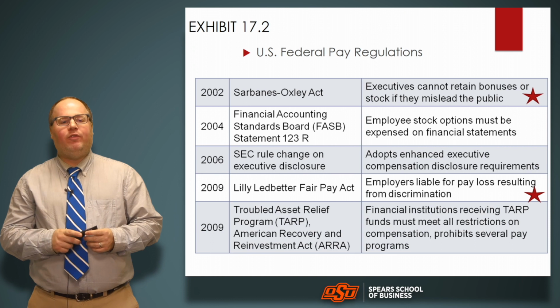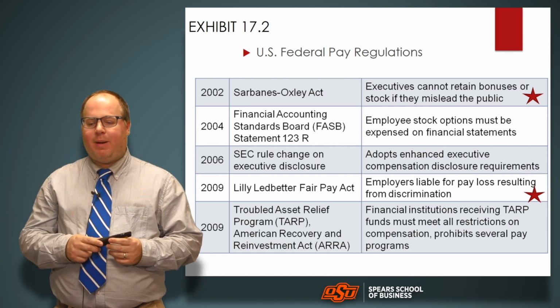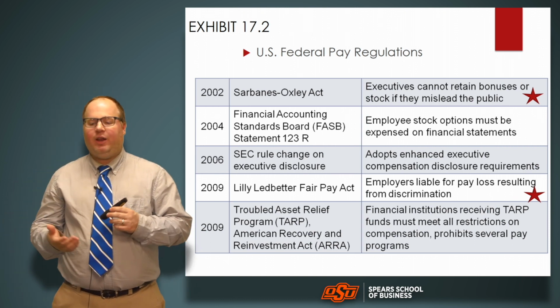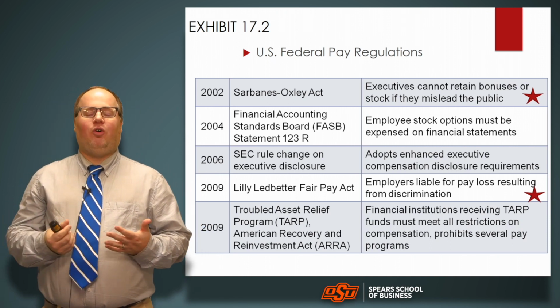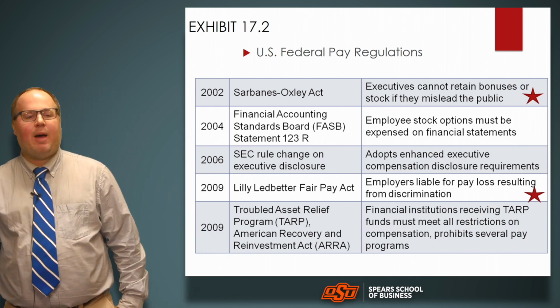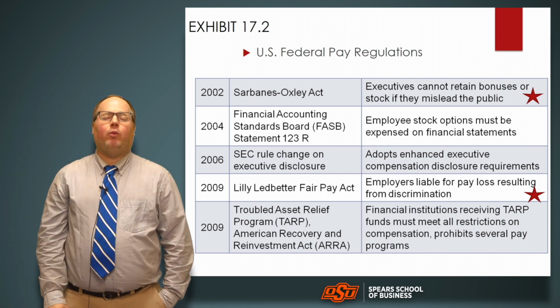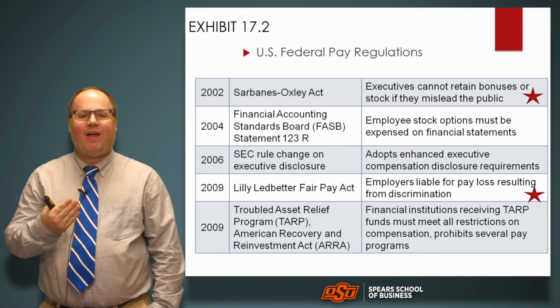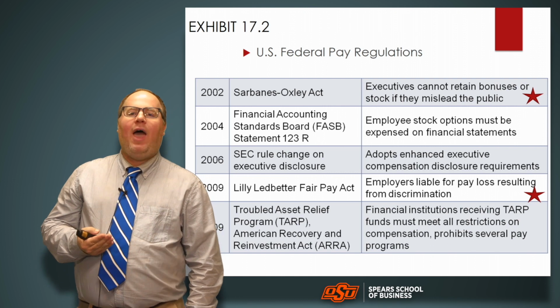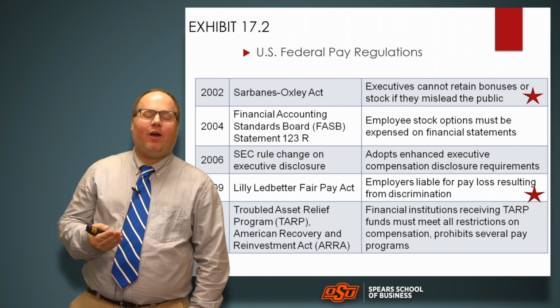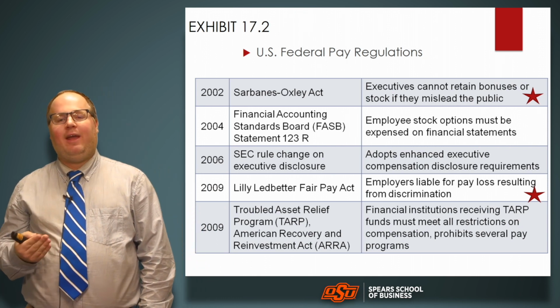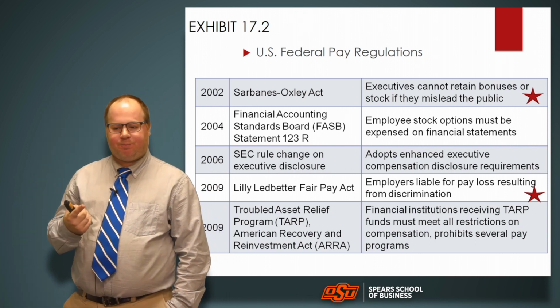Some more recent ones, in 2002, you may have heard about the Sarbanes-Oxley, which basically says executives cannot retain bonuses or stock if they mislead the public. There was a lot of financial shenanigans going on with some companies in the early 2000s where these companies were vastly over-reporting their earnings, and they were taking the stock and just keeping it. Well, the Sarbanes-Oxley Act now says that you can't keep it if it was obtained illegally.